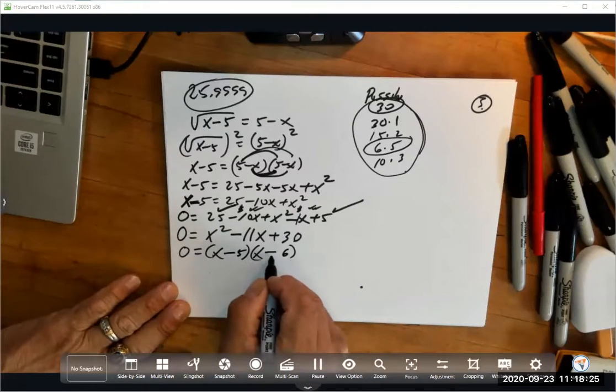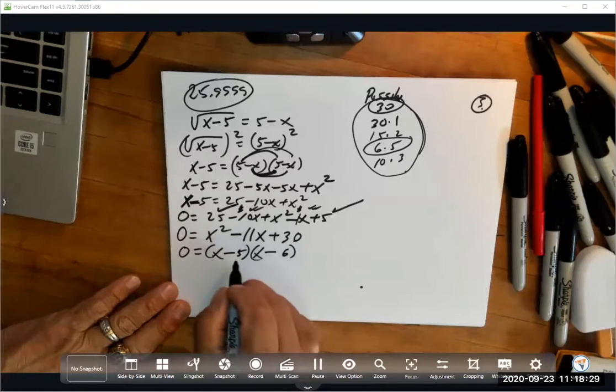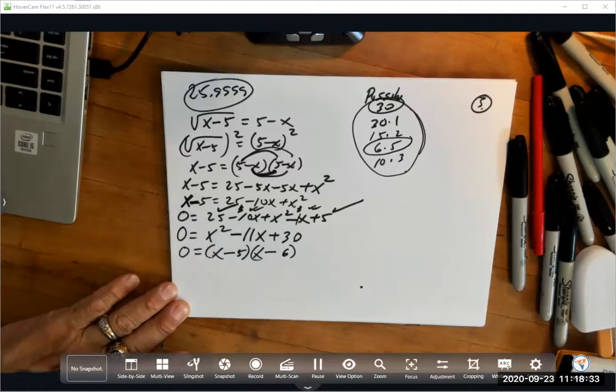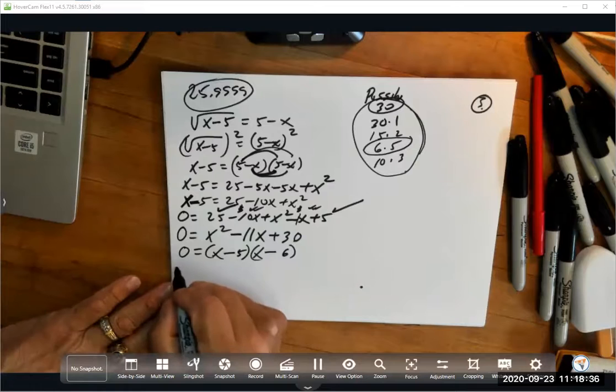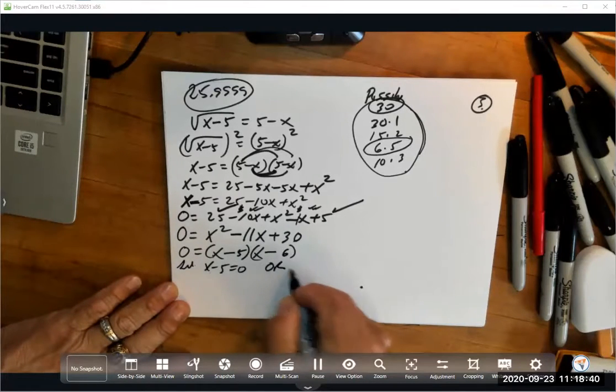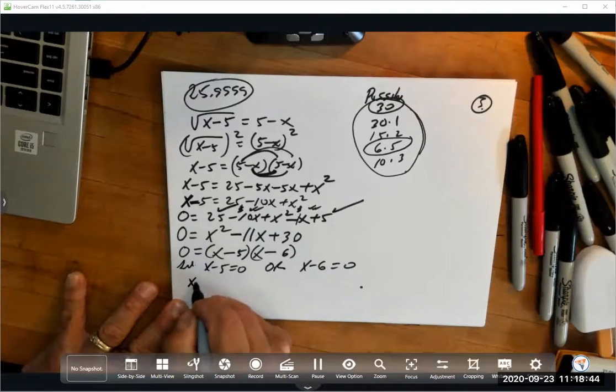A negative times a negative is positive 30. And negative 6 and negative 5 is negative 11. Y'all see where I get those numbers right there? All right, so now set it up. X minus 5 equals 0, or x minus 6 equals 0. So we got two answers for sure.